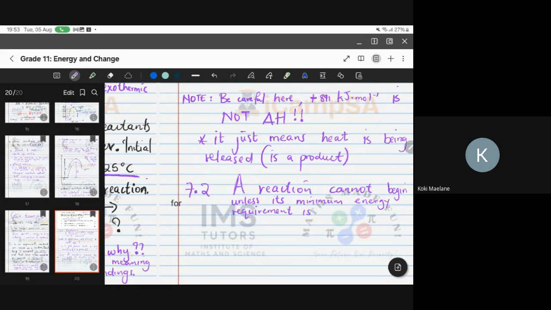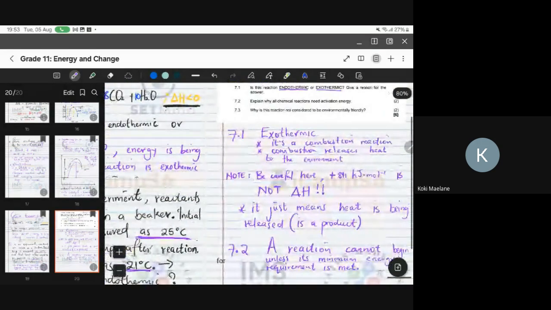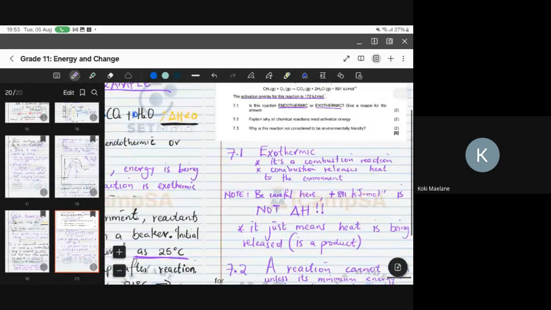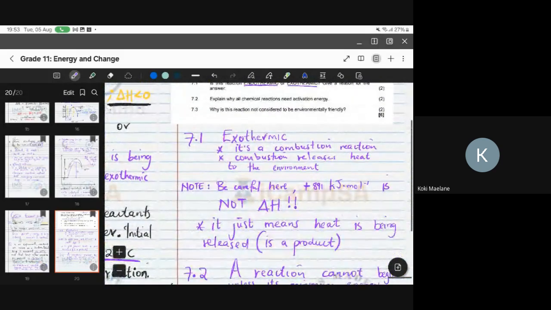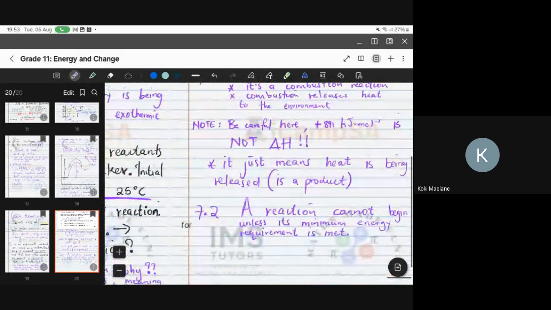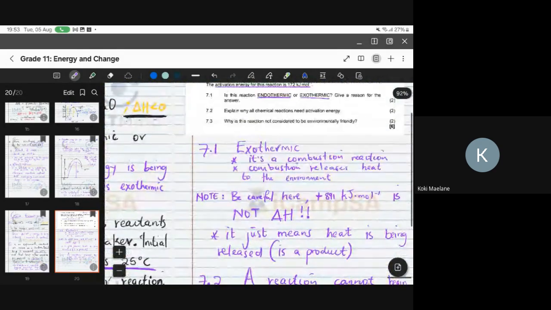A reaction cannot start until the activation energy is met. There's no reaction that will begin if the activation energy is not reached. That's why all chemical reactions need activation energy. It's not possible for you to start a reaction without it.